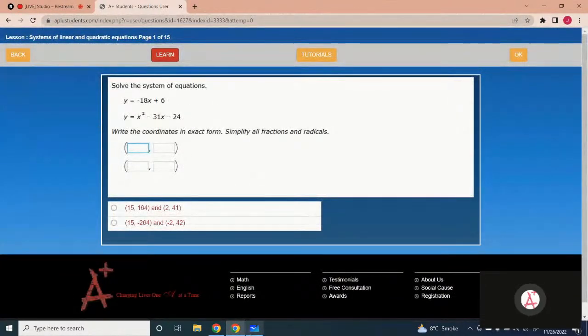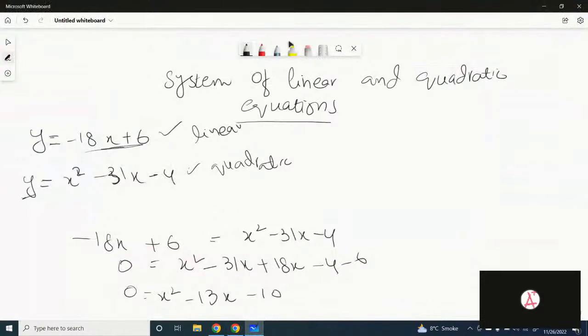Oh, here you have minus 24. This is the negative 24. Got it? So negative 24 and negative 6 is negative 30. I can solve the equation using factorization method. Got it? Okay, let's just solve this one. Negative 24, negative 6 is negative 30.